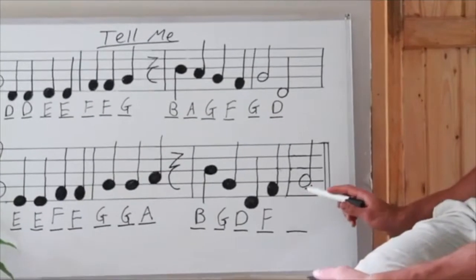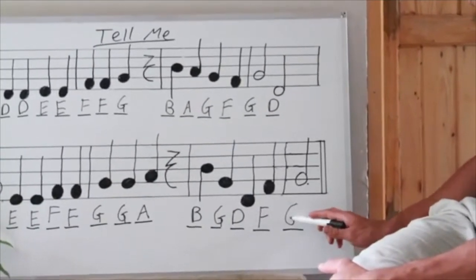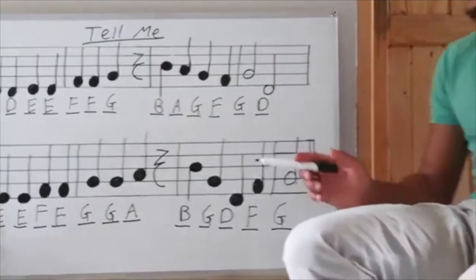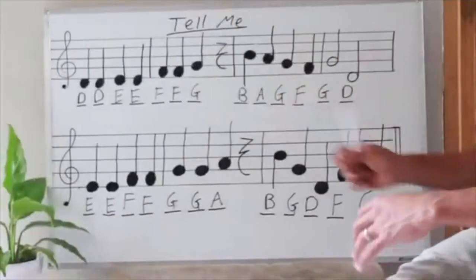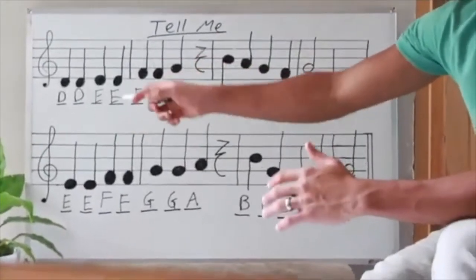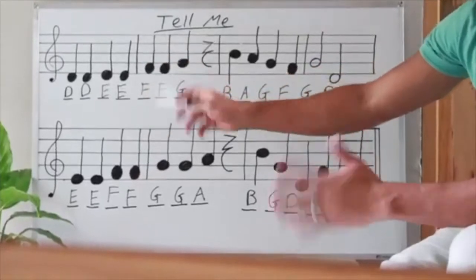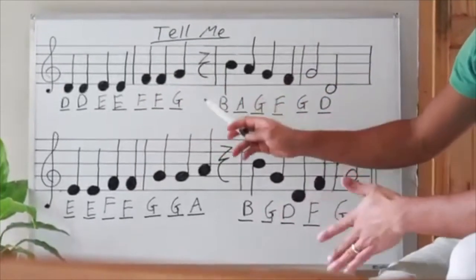And this last one is on the second line. So that makes it a G. Now, remember what we said last time? You don't read all the notes put together, like the way you read a name. No, we read each letter by itself. So, D, D, E, E, F, F, G, rest.